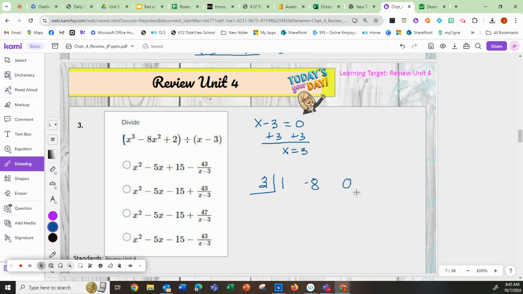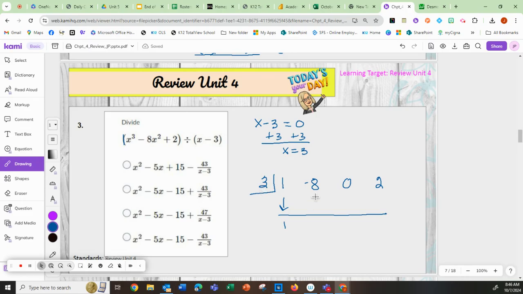I don't have an x term, so I'll have to put in a 0. And then I have a 2 for my constant. We'll leave this second row empty. We'll draw a line. We'll always drop down that first coefficient, and then we start the process of synthetic division, which is just a fake way to do long division, and that process is multiply.